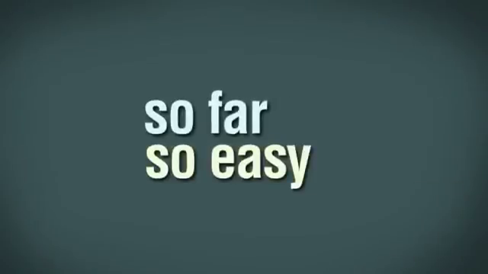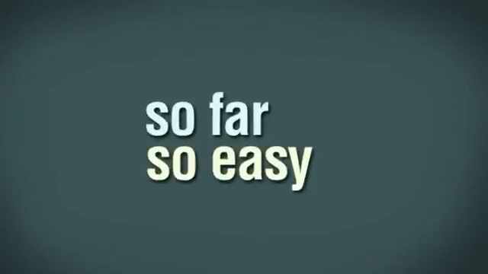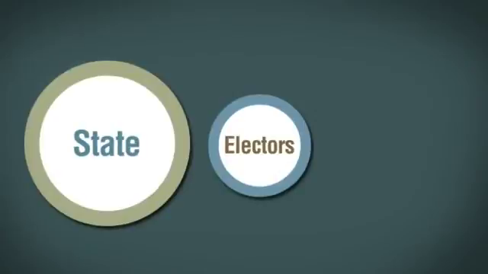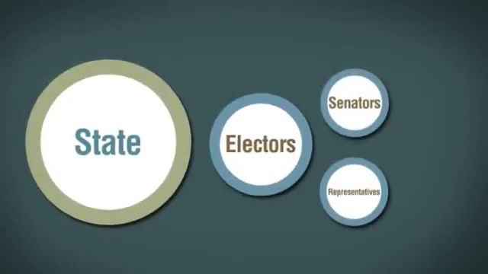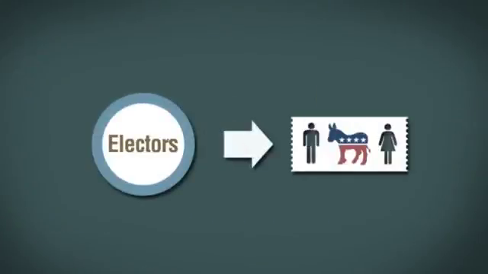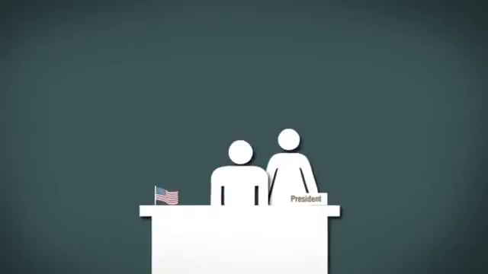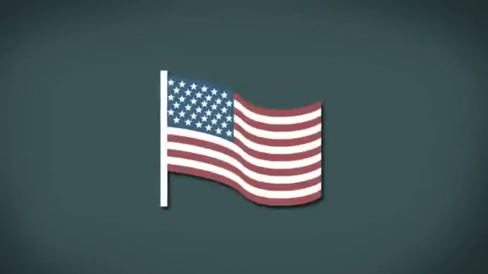So far, so easy. However, the public don't vote directly for their choice of president. Instead, a system called the Electoral College is used. Each state is allocated a number of electors that will make the final choice. A state has the same number of electors as it does senators and representatives. In most states, all the electors will vote for the presidential ticket which received the most support in the public vote. Finally, the presidential ticket with the most Electoral College votes becomes President and Vice President of the United States of America. So that's how things work in the US.